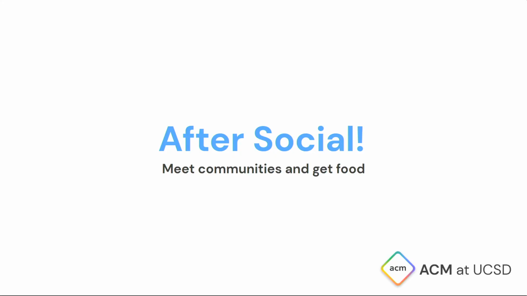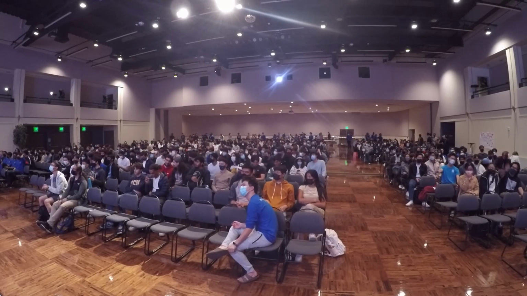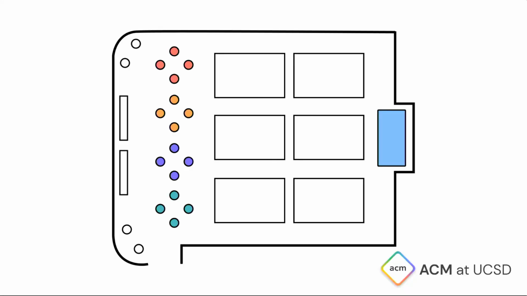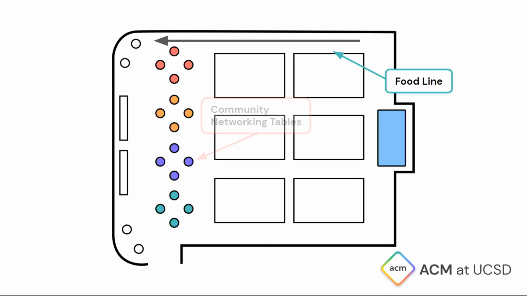All right, so that almost wraps up ACM Kickoff. But before we leave, we have food now. Who's hungry in the audience? Who wants boba? All right. So here's how it's going to work. We are going to have the room layout such as this. You'll be lining up on the left side of the room, and we'll have networking tables after you get your food in the back.